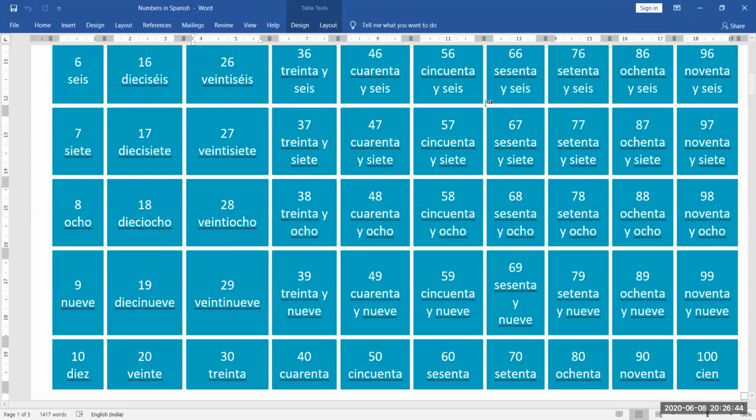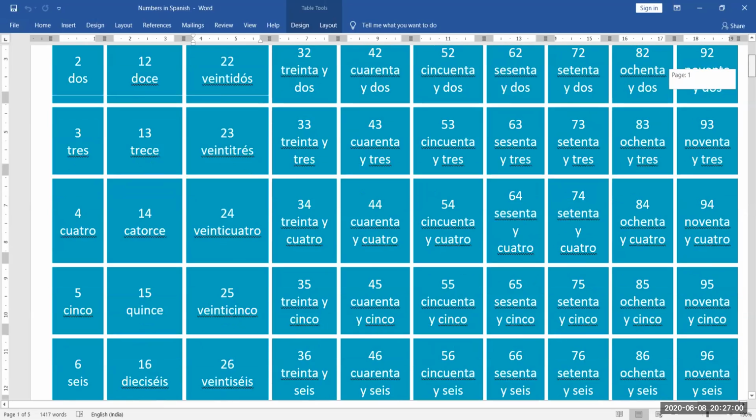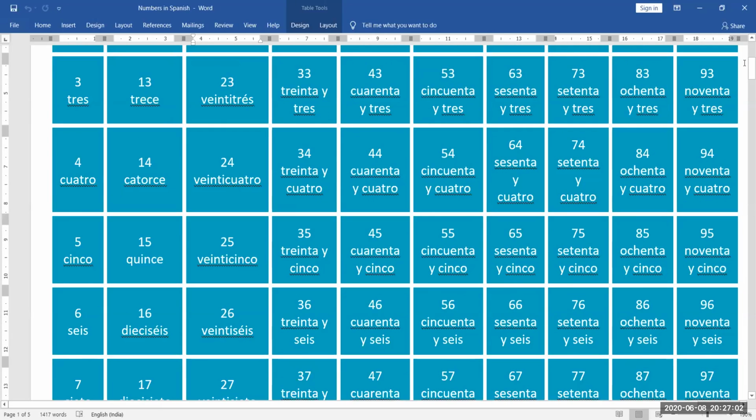Sure, let's go ahead. So 51 will be 51. Perfect. Go ahead with 52. 52. 53. Okay. 54. 55. 56. 57.